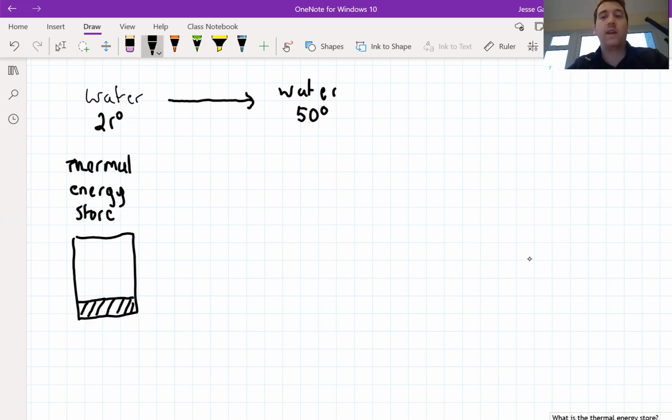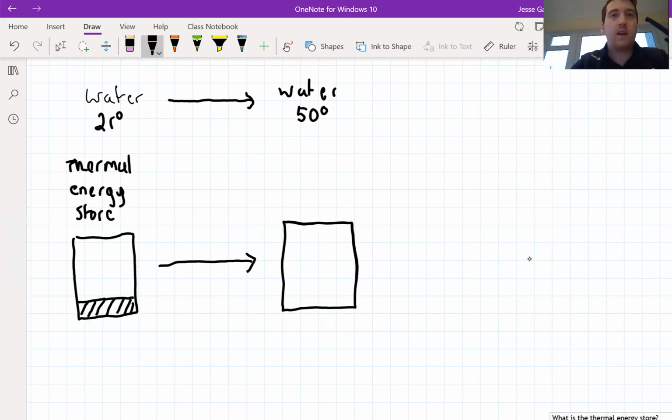It's still at 21 degrees. It could have been colder than that. It could have been 5 degrees. It could have been minus 20 degrees. Those would have been even lower temperatures and the thermal energy store would have been even less full. So there's still some energy in there. But by taking our water and heating it up, to get the temperature to go up, we had to add energy to the thermal energy store. So now the water has more energy in the thermal energy store.